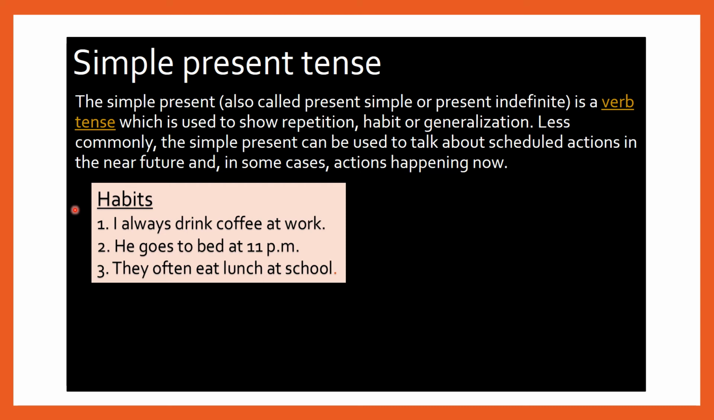Simple present is used to represent habits, as seen in the three following examples. Number one, I always drink coffee at work. Number two, he goes to bed at 11 p.m. Number three, they often eat lunch at school.